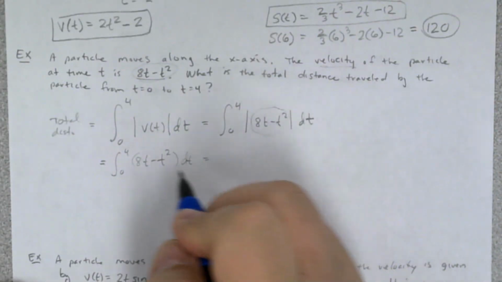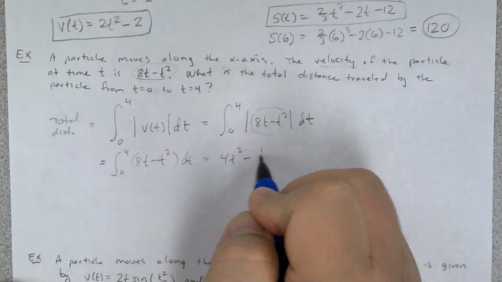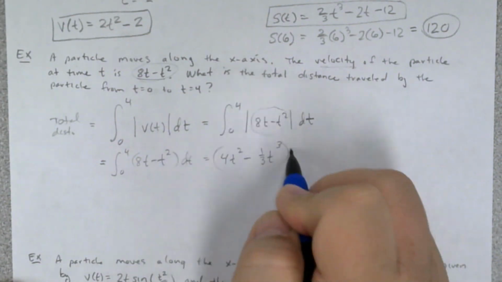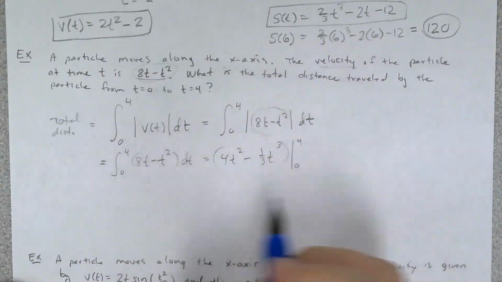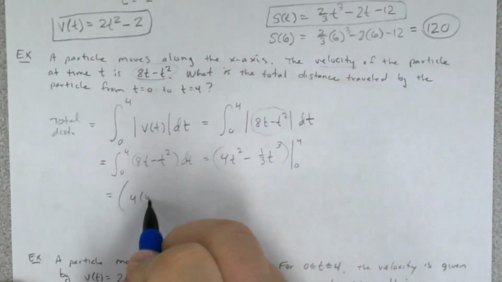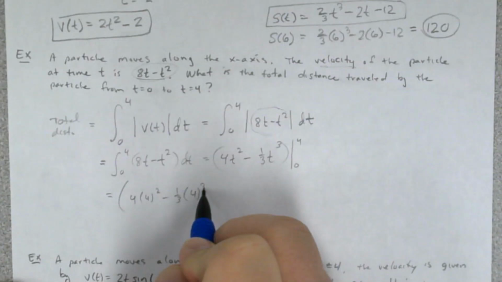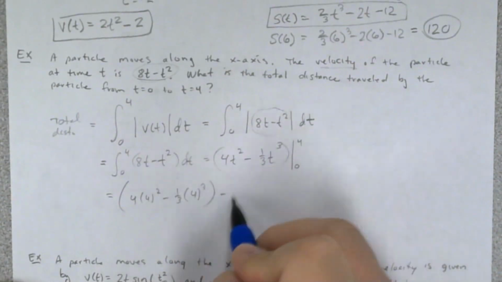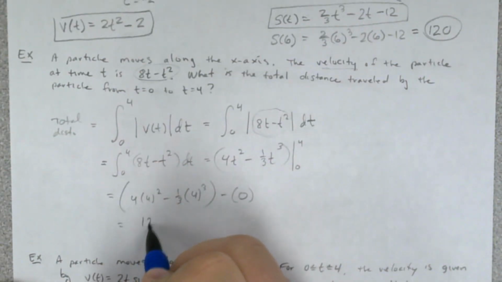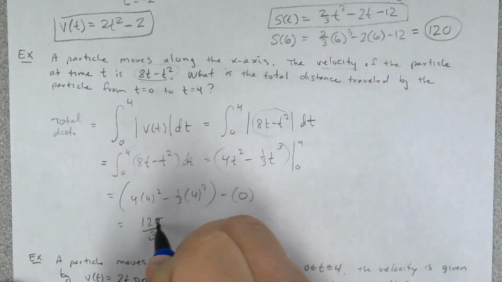So using our integration techniques, this is going to be 4t squared minus 1/3 t cubed, evaluated from 0 to 4. You plug in the upper limit, 4, and subtract the lower. If I plug in 0, everything here is going to be 0. So you work this out and you get the exact answer, 128/3. I always want to do an exact answer if possible.